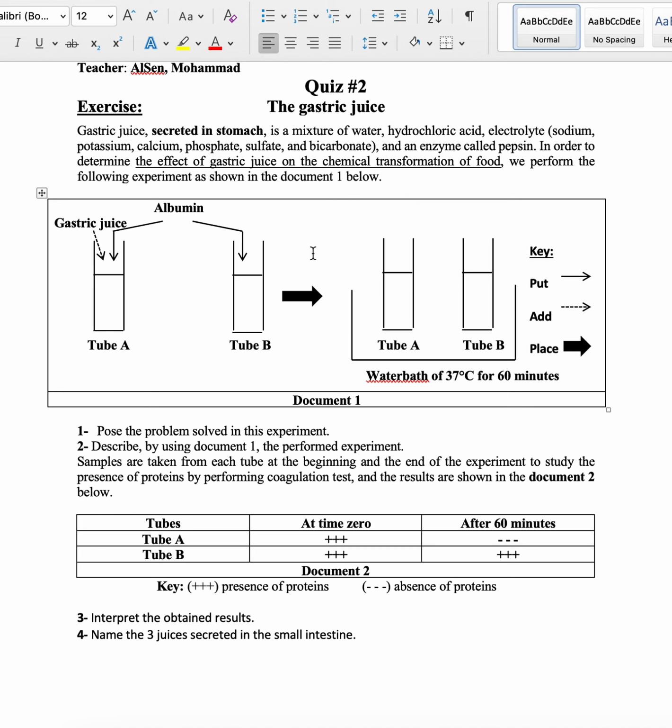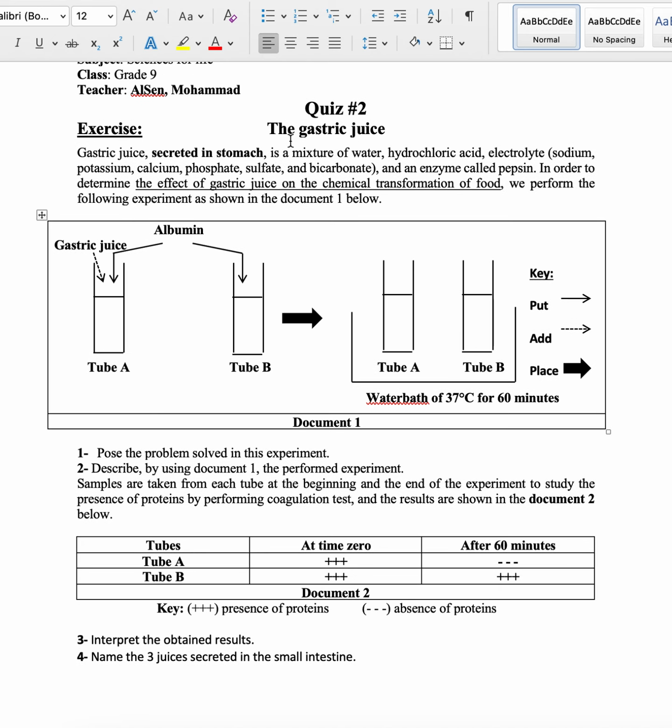Everyone. Today's lecture is about solving an exercise for the second quiz, which is about the gastric juice. I have to start by reading the title. The title of this exercise is about gastric juice, so I feel at ease because I have studied gastric juice and there will be nothing difficult, since it's already been studied during our lectures. So we will work on gastric juice.